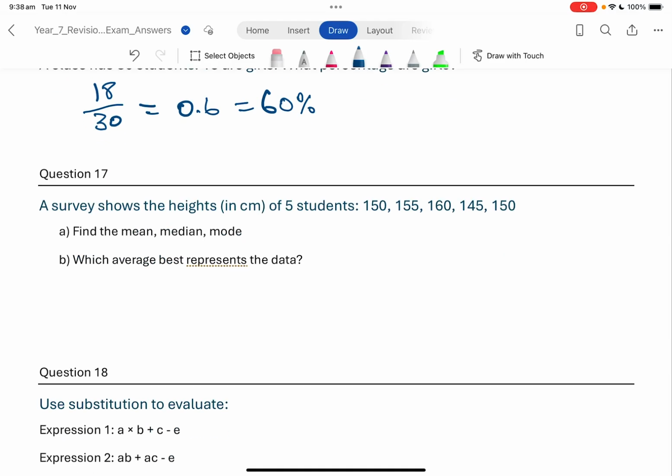Survey shows the heights of 5 students in centimeters as following. So we're going to find the mean, median, and mode. So we've got a mean that's going to be adding those together. 150 plus 155 plus 160 plus 145 plus 150. 760 divided by 1, 2, 3, 4, 5.